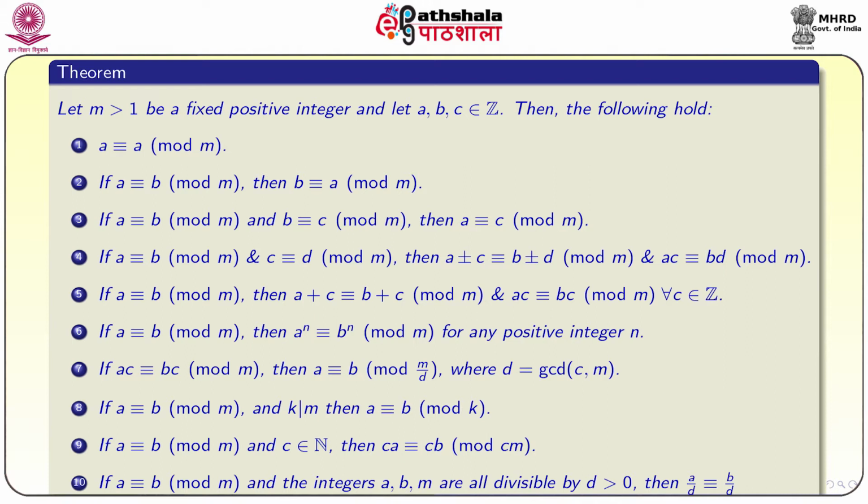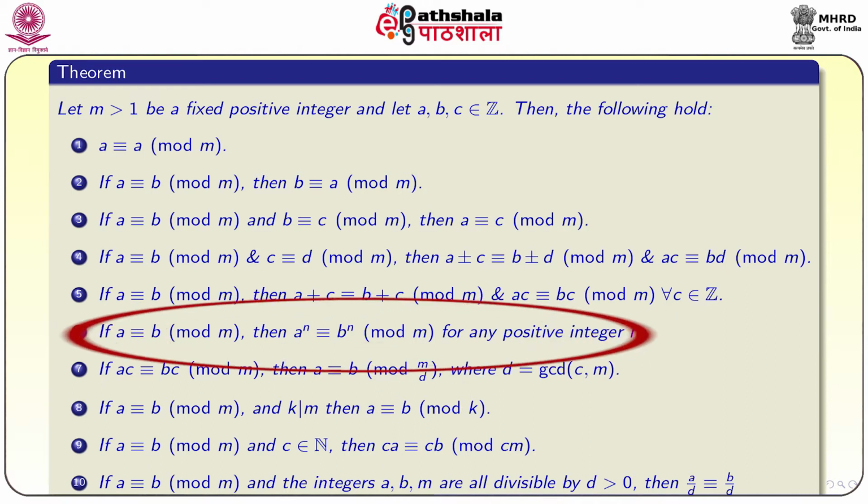If you look at the statements of 4 and 5, in 4 we are given two congruences in the hypothesis, here we are given only one hypothesis, that is a is congruent to b mod m, then we are stating that a plus c is congruent to b plus c mod m and ac is congruent to bc mod m for any integer c belonging to Z.